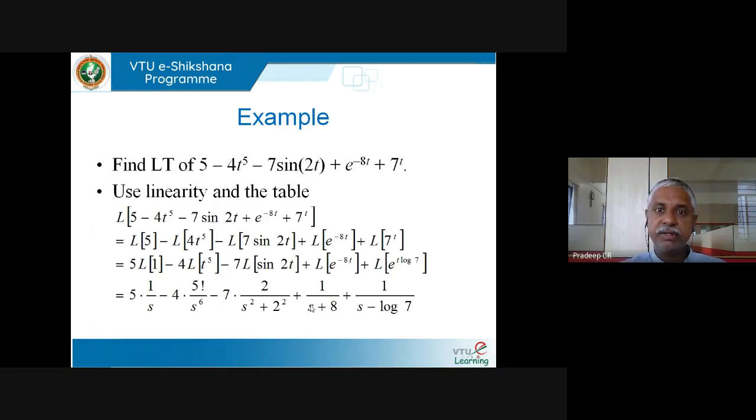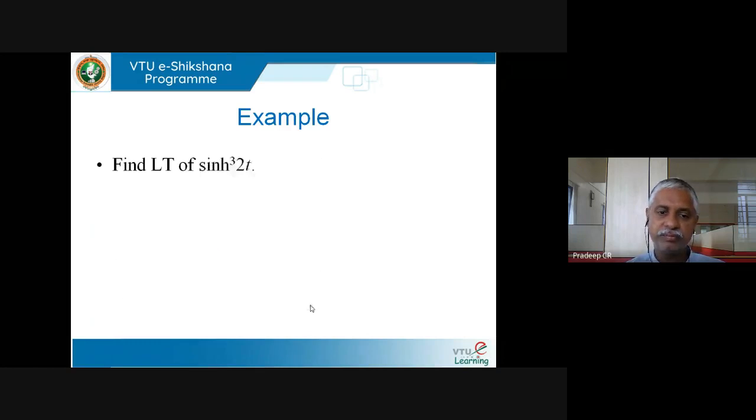So essentially we have used linearity of Laplace transforms, and we have used the table of Laplace transforms, which gives me Laplace of standard functions. Would you need the table of Laplace transforms in the exam? You have to remember these things. The only way to remember is to solve a few problems, then automatically you remember Laplace of sin at is a by s square plus a square, Laplace of cos at is s by s square plus a square, etc. You remember these things only if you solve a few problems.